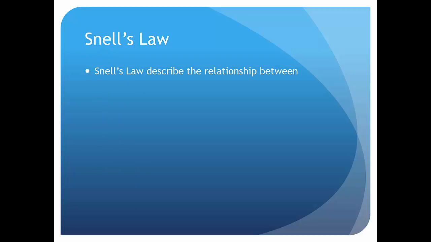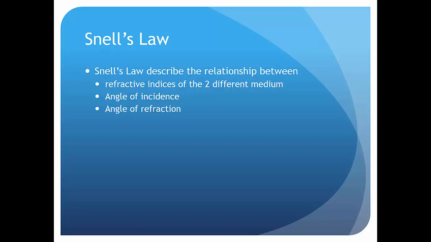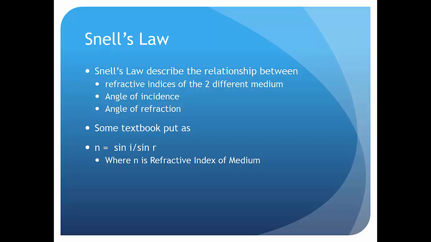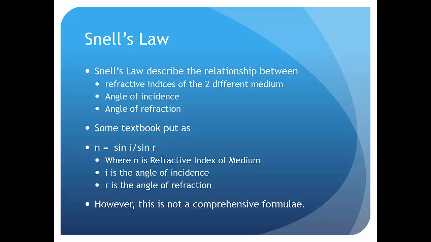So how do we actually precisely describe what is the angle of incidence versus the angle of refraction, and what is the exact angle? This is described by Snell's law, because Snell's law describes the relationship: if you know the refractive index of the two different mediums, and if you know the angle of incidence, you also know the angle of refraction. Some textbooks put Snell's law as n equals sine i divided by sine r, where n is the refractive index of a particular medium, i is the angle of incidence, and r is the angle of refraction. However, this is not a comprehensive formula.